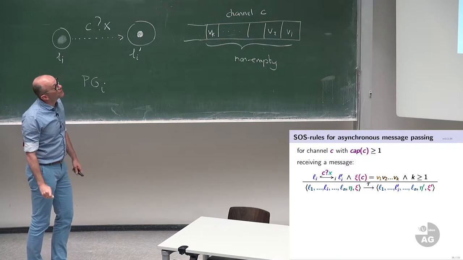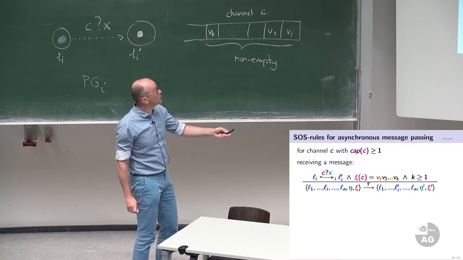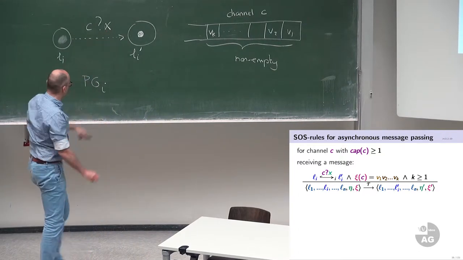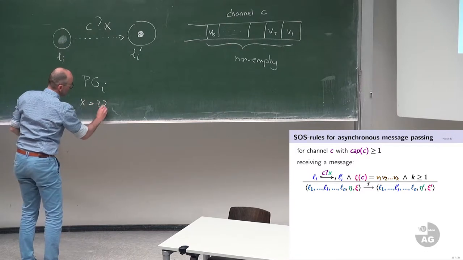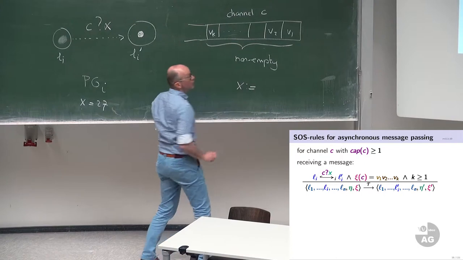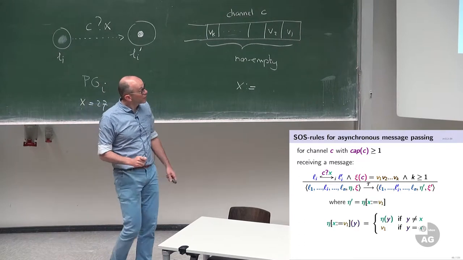For the rest, what's going to happen? We are going to change the valuation. Why is the valuation changed? Because I receive something into x. So x has a certain value here, maybe 27. Now I'm going to assign to x a new value, namely the first value, which is at the head of the buffer.